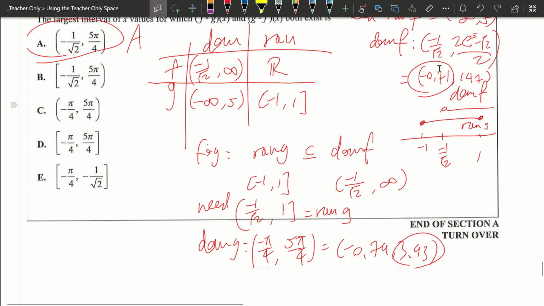And -0.71 is -1 over root 2. So that's this one. And then 3.93 is 5 power 4. So that's this. So option A is the answer.